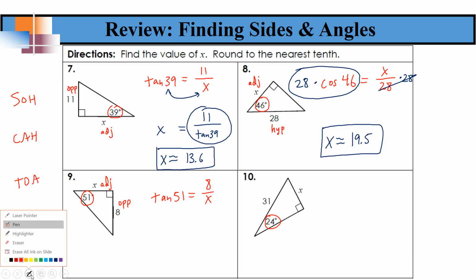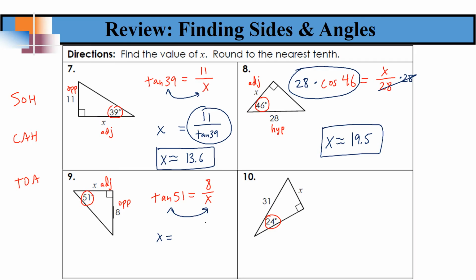Because x is trapped in the denominator of a fraction, remember what this means. If 8 divided by x equals tangent of 51, then we can flip-flop these and say 8 divided by tangent of 51 equals x. And that's exactly what we're going to do. X equals 8 over tangent of 51, and this is what we're going to type into our calculators. If you do that and you round to the nearest tenth, you should find that x is approximately 6.5. And let's take a look at number 10.